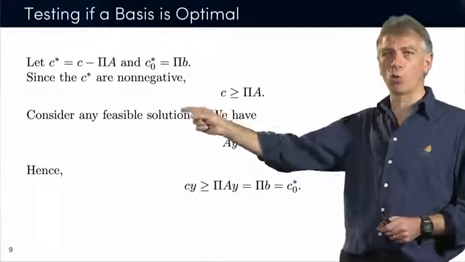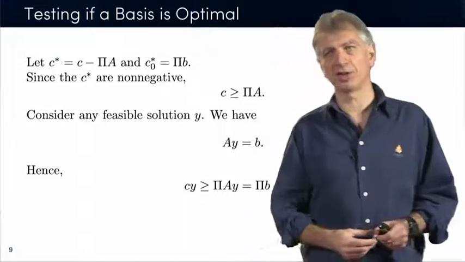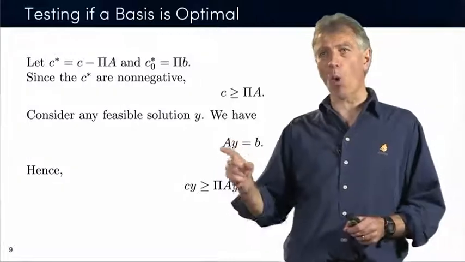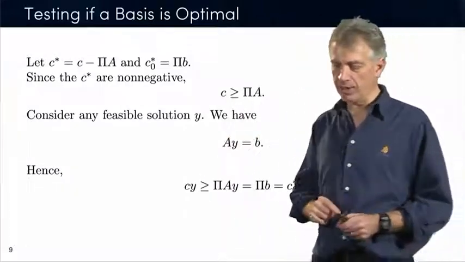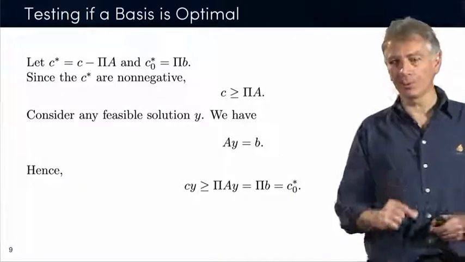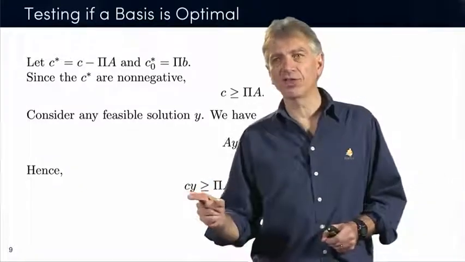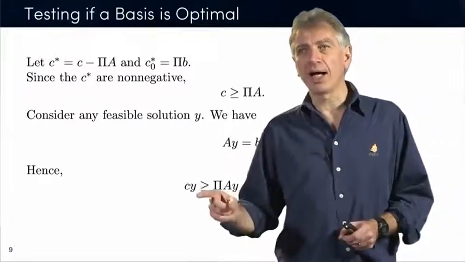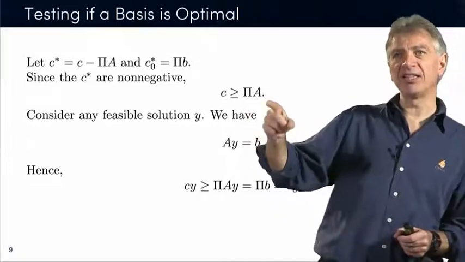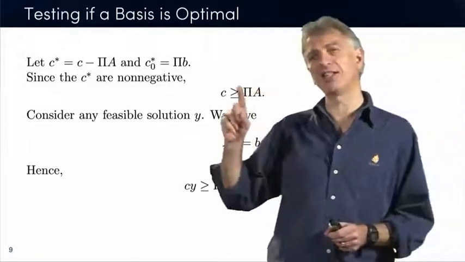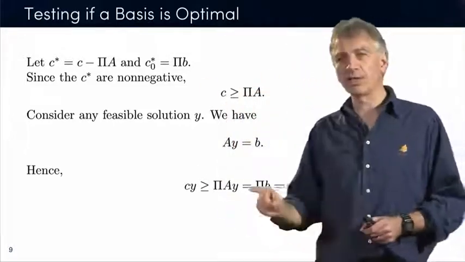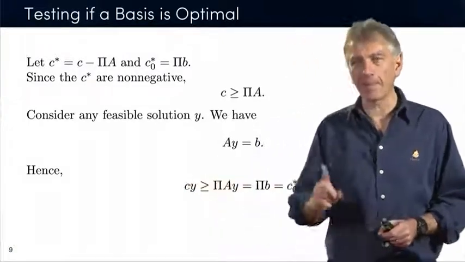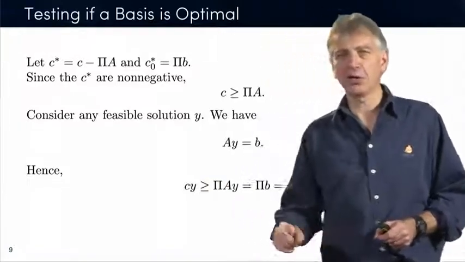Okay, so what do I know about y? I know that it has to be a feasible solution, right? So it has to satisfy this constraint, which is Ay equals b. And then I just have to do the following manipulation. I have to find the cost cy, right? That's the cost of the feasible solution y. Now, because I'm detecting this property, that c is greater than or equal to π A, I can replace this c by π A, and so cy is going to be greater than or equal to π A times y.